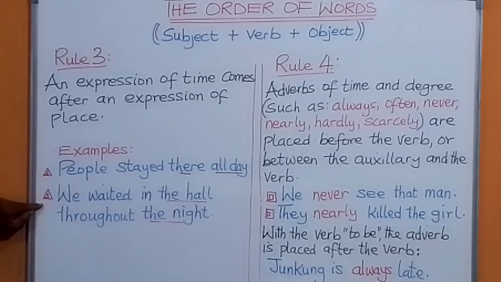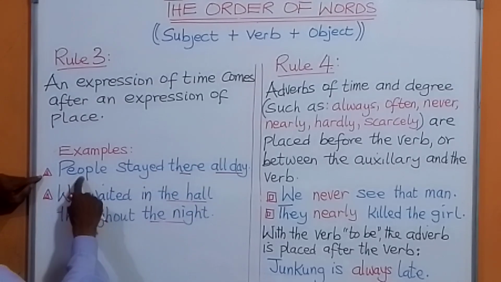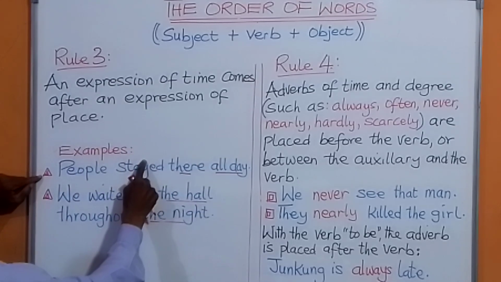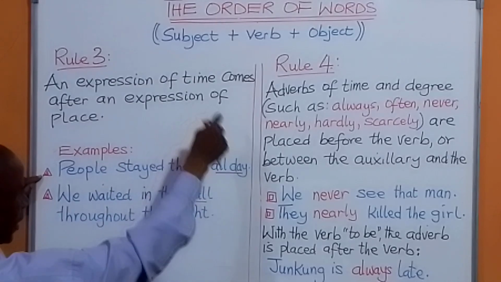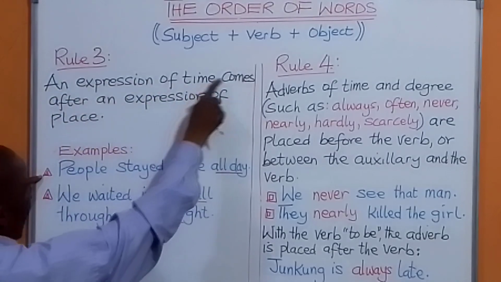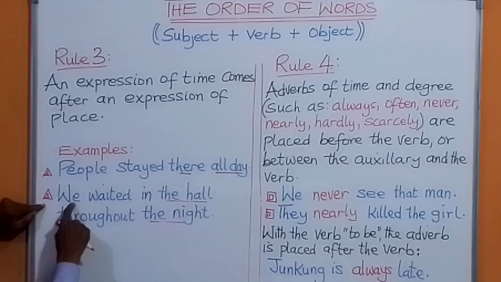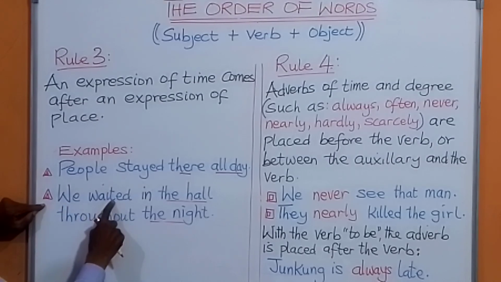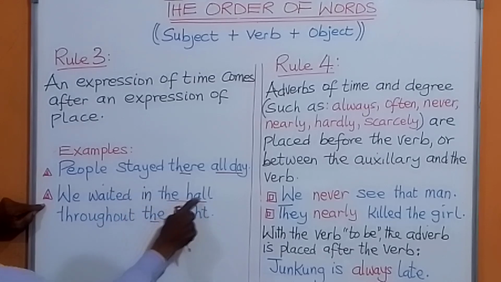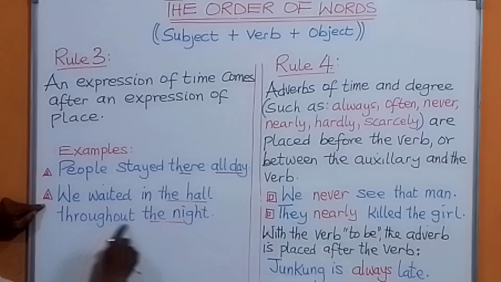So you have: people stayed there all day. People, subject; stayed, verb; there, expression of place; all day, expression of time. So we say an expression of time comes after an expression of place. Look at it again: we, subject; waited, the verb; in the hall, expression of place. And after the expression of place comes the expression of time, throughout the night.